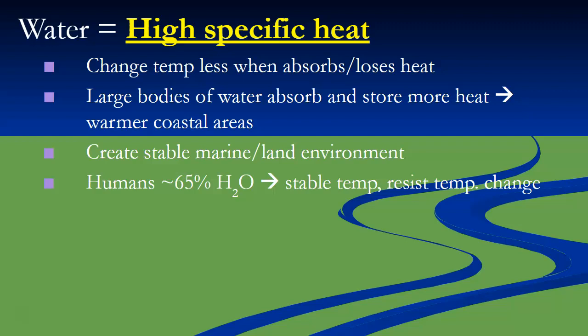Humans, as us, are 65% water. So it's very important that we also maintain a stable temperature. So when we are exposed to various environments, our body tries to regulate that. And one of the advantages is that water does not change temperature easily.